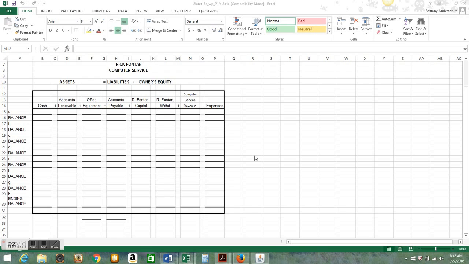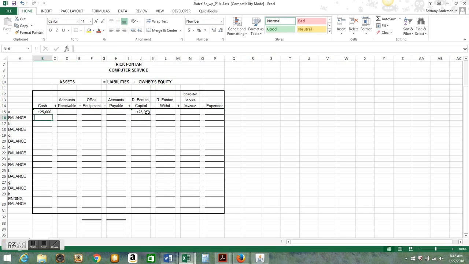So for example, our first one is that the owner invested $25,000 in cash. So on line A, we're going to say, okay, the owner is investing $25,000 in cash, so I'm going from $0 to $25,000. So that's an increase. I'm going to put plus $25,000. His capital went from $0 to $25,000, so I'm going to put plus $25,000.